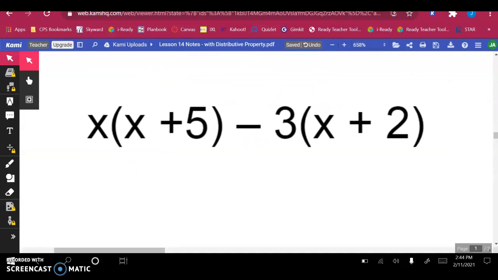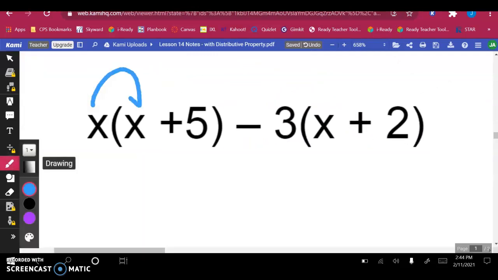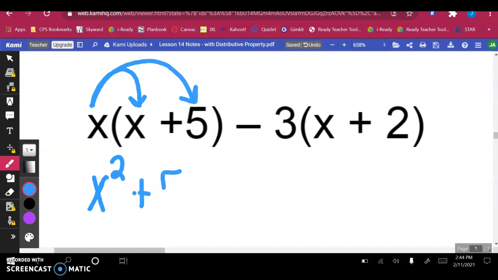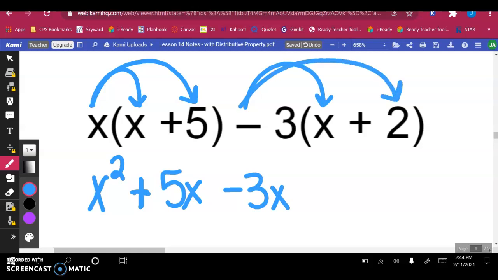Then you're going to see problems here that have 2 distributive properties. So we're going to work on the first one, x times x. When you multiply the same letters together, that gets squared. X times x is x squared. It's not 2x, it's x squared. And then x times 5, that would be a positive 5x. So when you multiply a number by a variable, 5 times x is 5x. But when you multiply 2 variables together, it's x squared. Then negative 3 times x would be a negative 3x. And negative 3 times a positive 2 would be a negative 6.